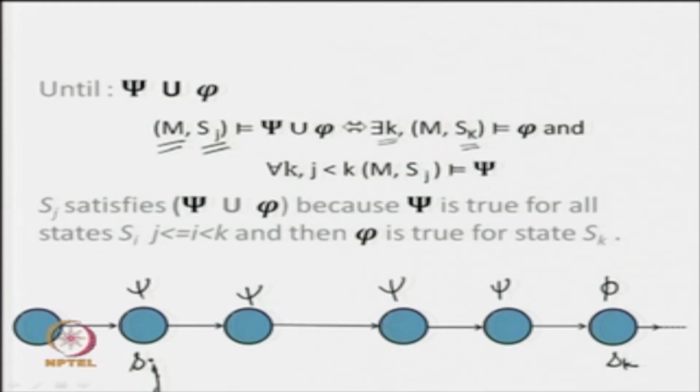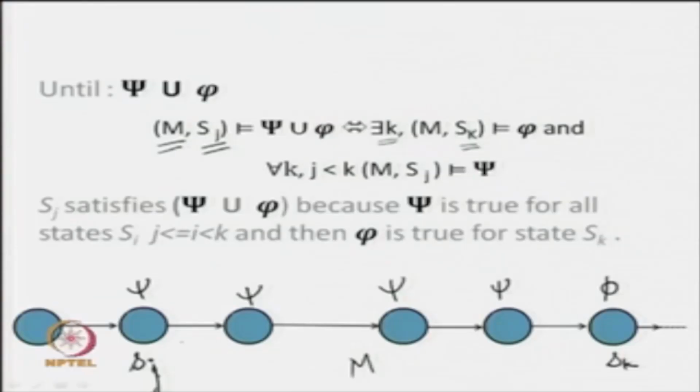That means psi remains true until phi becomes true. In S k phi is true, and in all the states in between from S j to S k, psi must be true. This is the internal meaning of our until operator. In the model M, we mark the state S j by the formula psi until phi, provided it fulfills this behavior, that psi remains true until phi becomes true. This is the meaning of the until operator, which we define in a model.